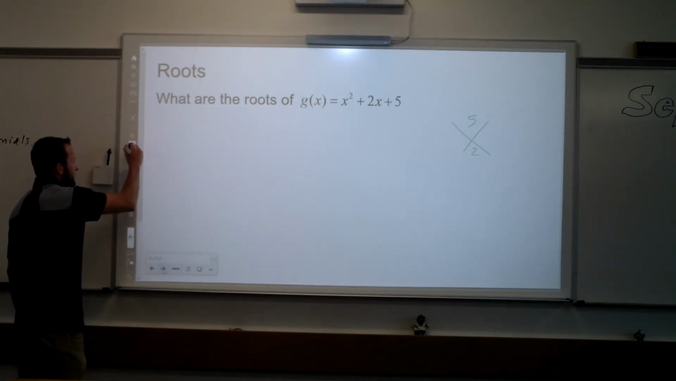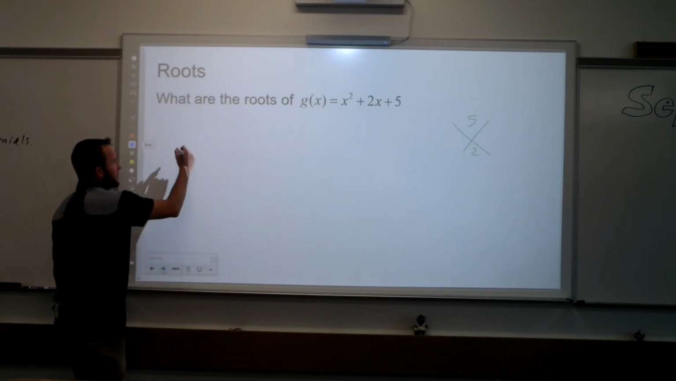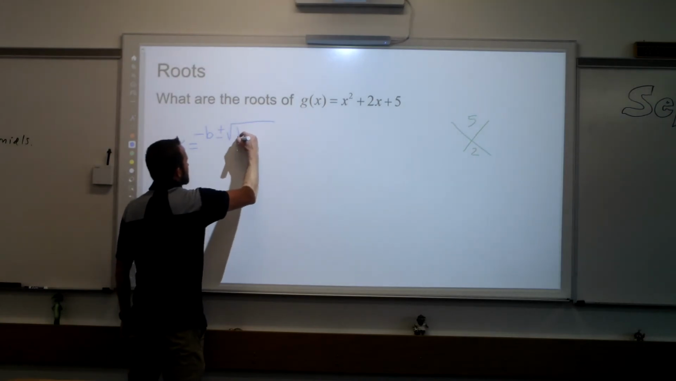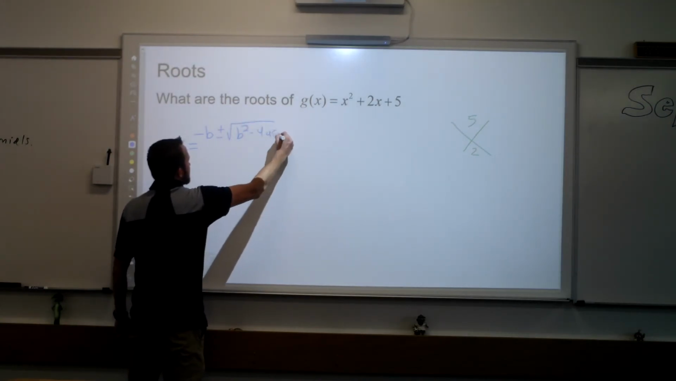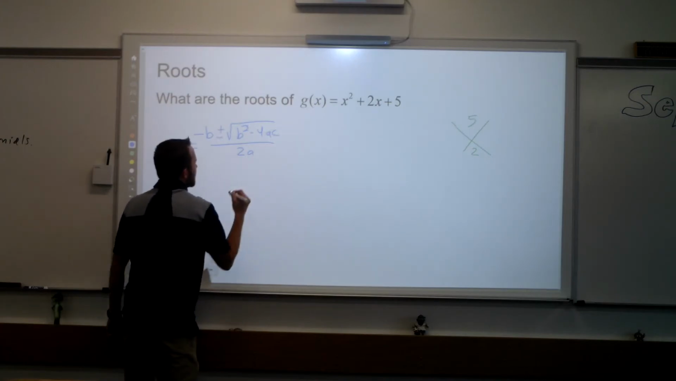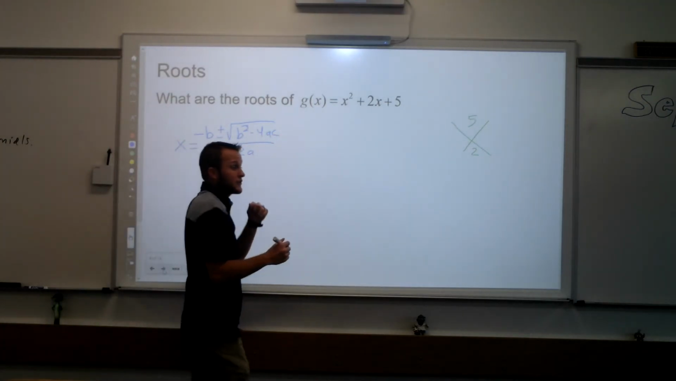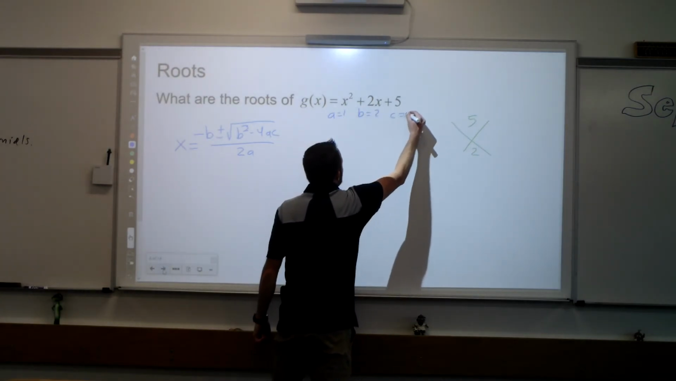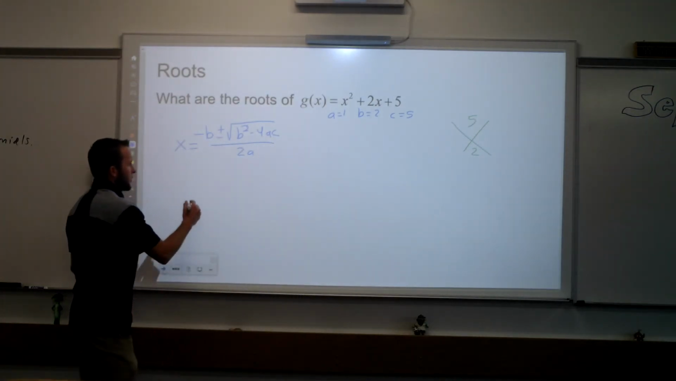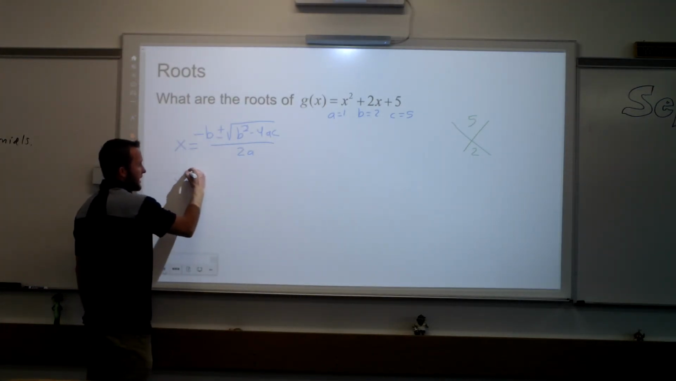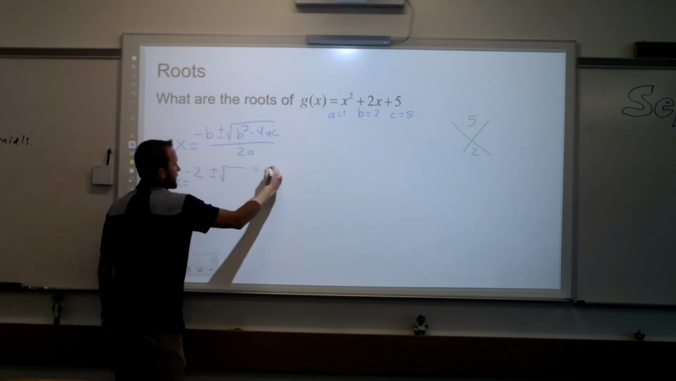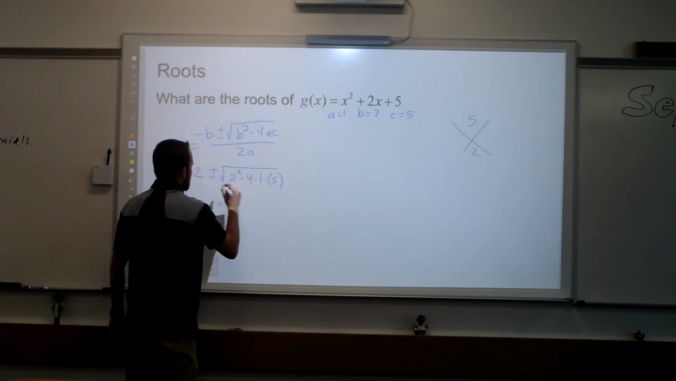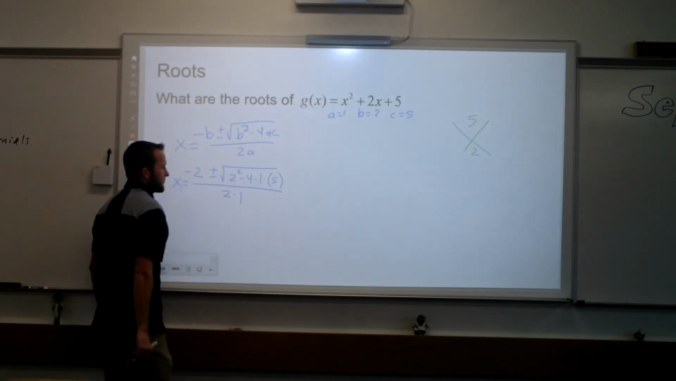I'm a big fan of using the song to help you remember it. It's just x equals negative b plus or minus the square root of b squared minus 4ac all over 2a. But now we're just going to plug in our values, so the coefficients. Here, a is 1, b is 2, and c is 5. So I would restate this: x equals negative 2 plus or minus the square root of 2 squared minus 4 times 1 times 5, all over 2 times 1.